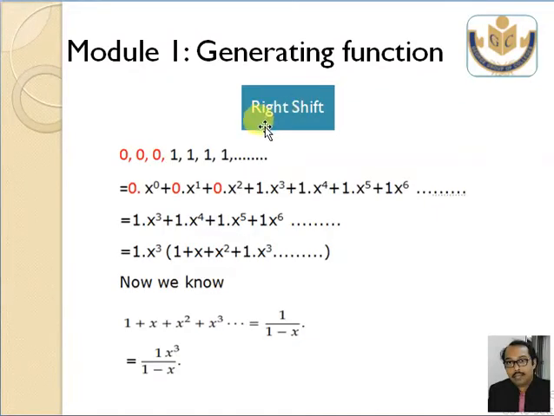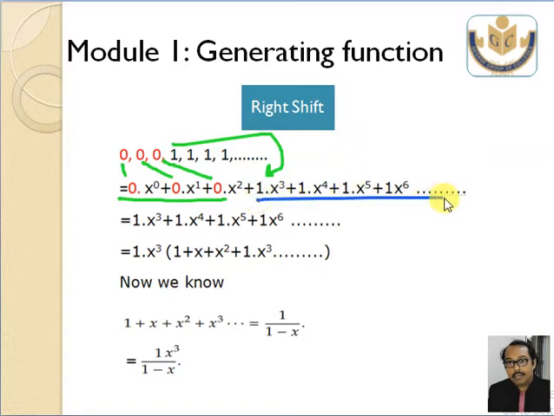Next one is right shift. It starts with 0, 0, 0, 1, 1, 1, 1. Now write 0x to the power 0, 0x to the power 1, 0x to the power 2, plus 1x to the power 3, 1x to the power 4. So what I am doing here? 0, 0, 0. Now this one is 1, and this continues. So if I ignore all these zeros, you can start from this part. So I have written here.